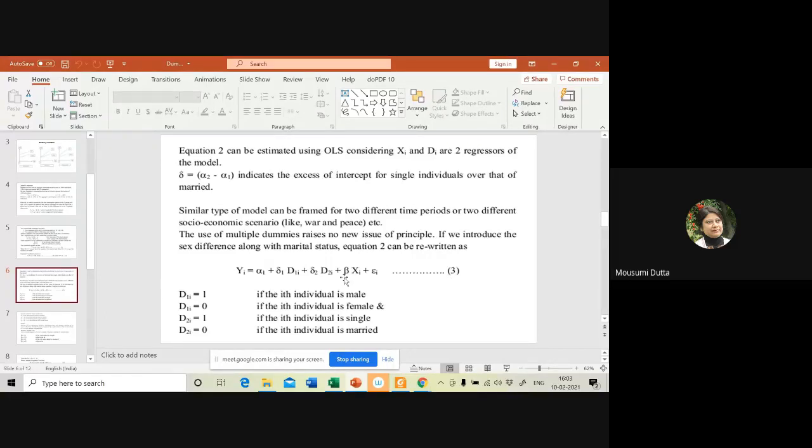When you are telling that D2i is equal to 1, you are getting the intercept alpha 1 plus delta 2. D1i is equal to 0. So D1i will not be there. Yeah, it's 1. I'm sorry, ma'am. So it is alpha 1 plus delta 2 is the intercept plus beta xi plus epsilon i. Is it okay?